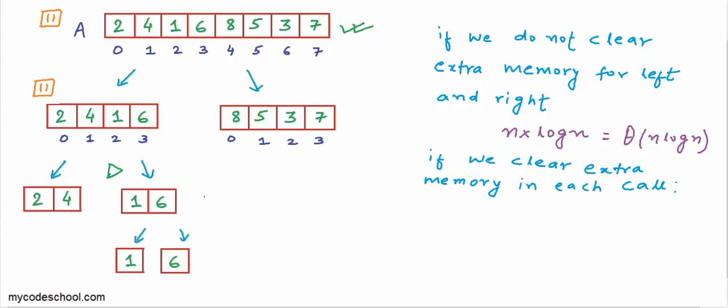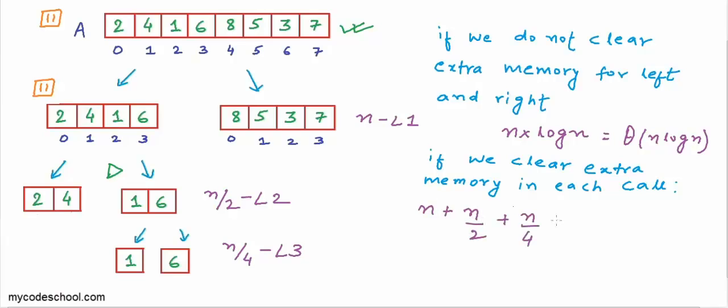So if we clear the auxiliary arrays left and right once we are done using them, in the worst case we will use space for n integers at level 1. We will use space for n by 2 integers at level 2, and space for n by 4 integers at level 3, and if we have more elements, we will go on like this. So the extra space taken will be n plus n by 2 plus n by 4 plus, and we go on in a geometric progression.